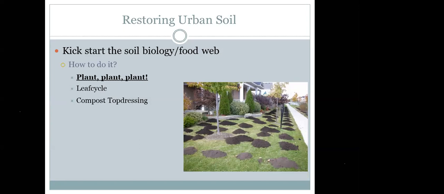So what this is showing is a lawn that's about to be compost top dressed. The landscapers have come and piled up the compost into discrete little piles, and then you're going to come and rake it in into that nice, even 1/4 to 1/2 inch blanket across the surface.